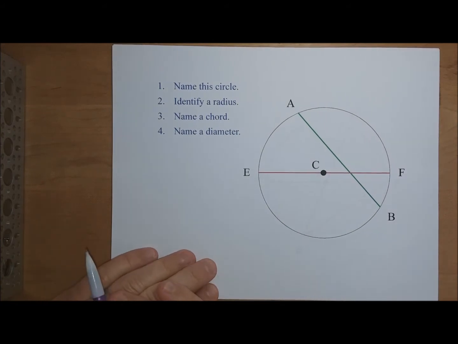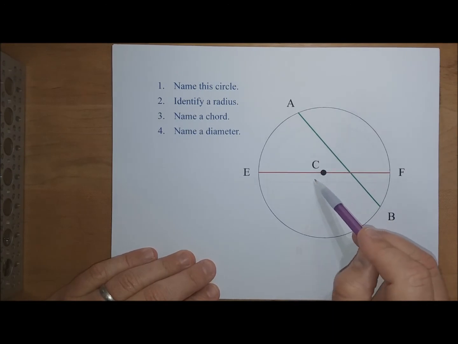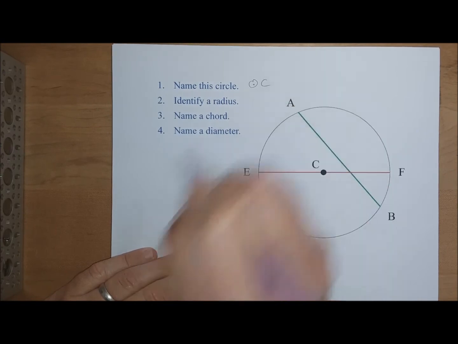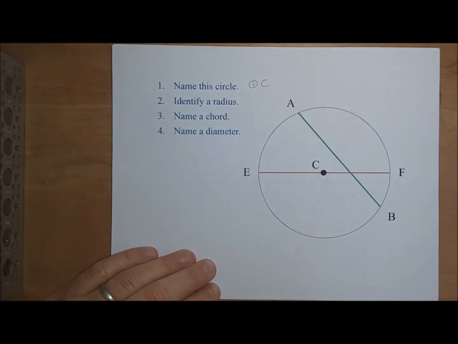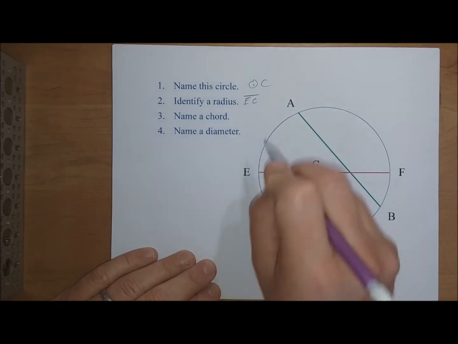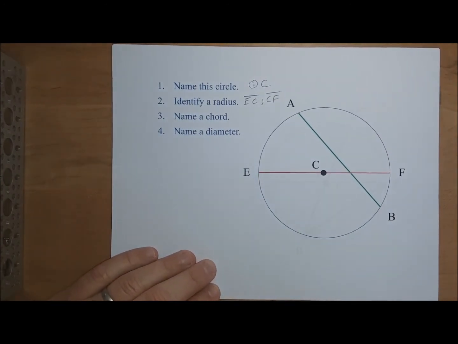Here, could we name this circle? Okay, so we're going to call this circle by the point that is at its center. So we would call this circle C. That would be how you would name it. Could we identify a radius? Well, I see two here. I could say that segment EC or segment CF. Those are both radii.